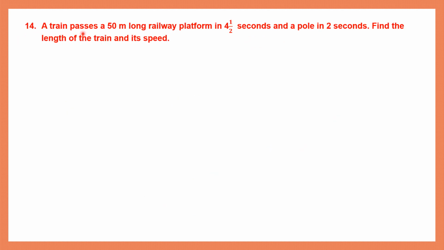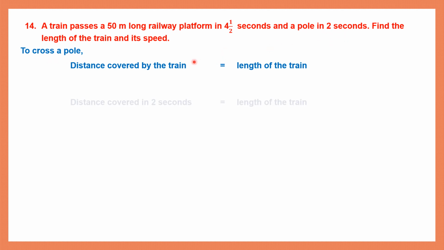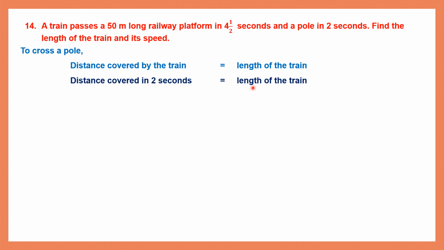Question 14. A train passes a 50-meter long railway platform in 4.5 seconds and a pole in 2 seconds. Find the length of the train and its speed. Now let's recollect something about a train passing a platform and a pole. We have learned that if a train has to cross a pole, then the distance covered by the train is equal to the length of the train. The distance is equal to the length. And here we are talking about a train crossing a pole in 2 seconds. That means the distance covered in 2 seconds is equal to the length of the train. So keep this in mind.